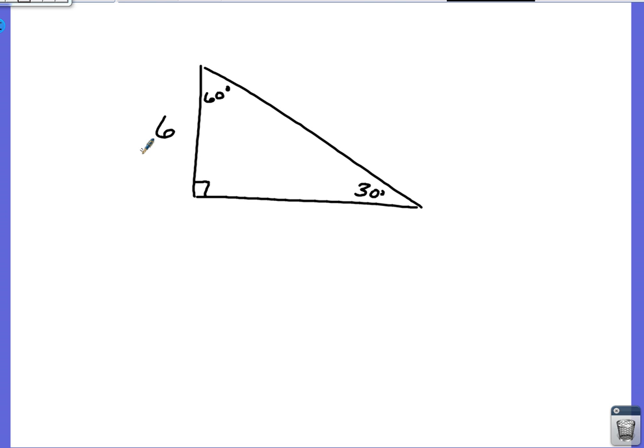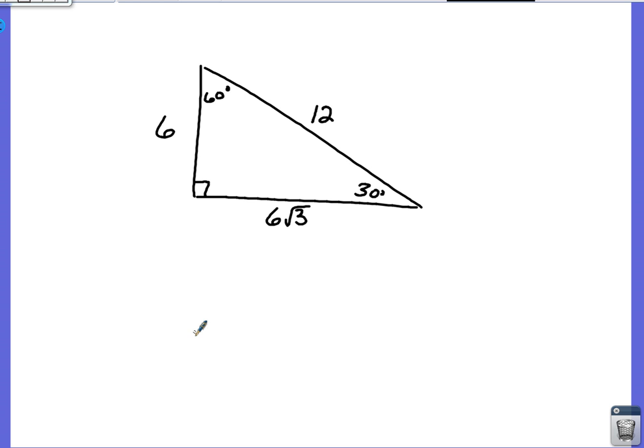If the small side is 6, how do you go from small side to hypotenuse? Double it. Done. How do you go from small side to medium side, I guess you could say? Multiply by root 3. Done. Now here's your tip. Whether you multiply by root 2 or root 3, some people confuse that, and some people might put 6 root 2 there.